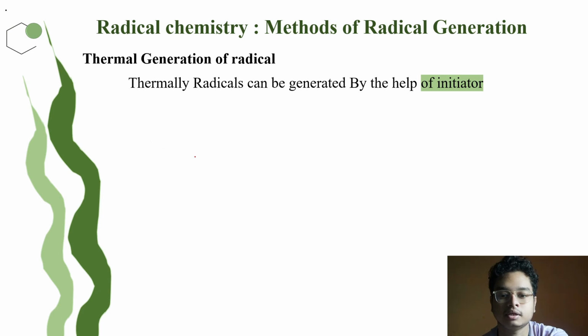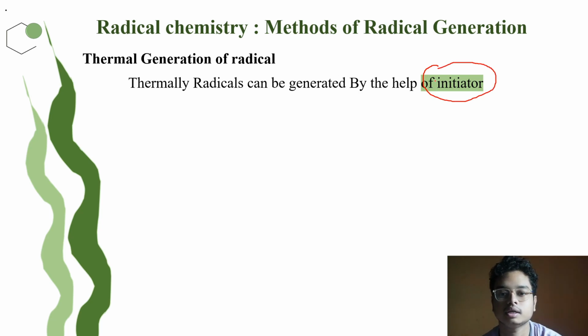Now let us talk more deeply about the thermal generation of radicals. It is usually observed that generating a radical by a thermal method requires very high temperatures. To overcome this, because in the laboratory we are limited in heating conditions, we need something that significantly decreases the temperature. So thermal radical generation can be done with the help of an initiator.